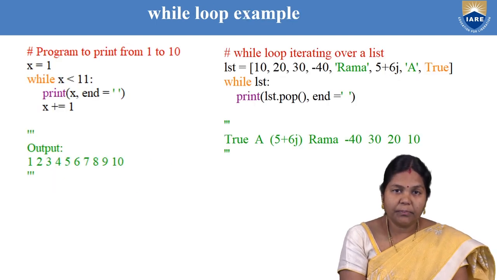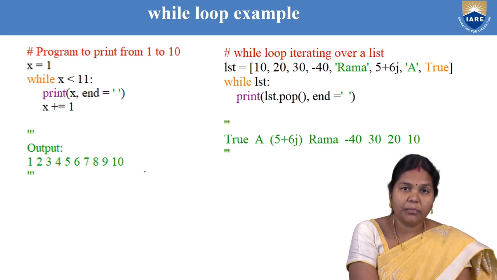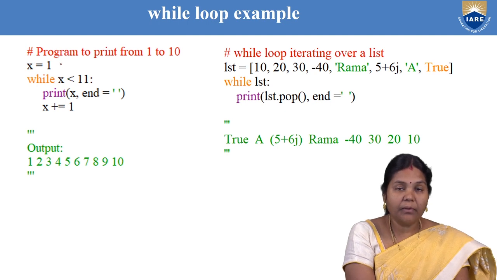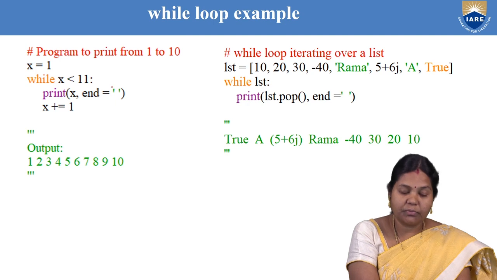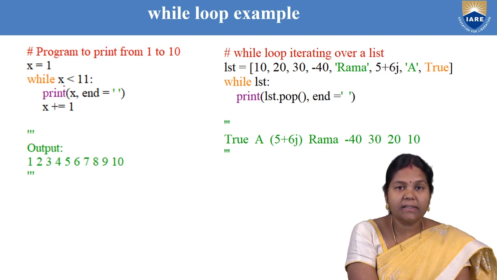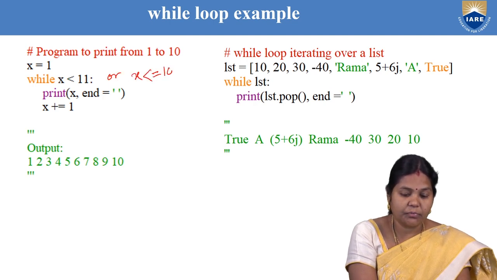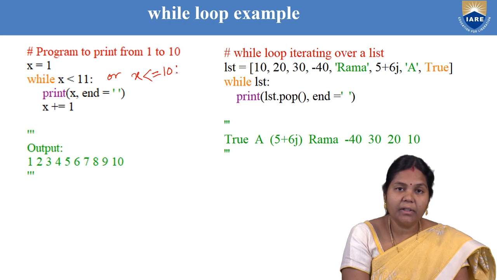Suppose you want to display the numbers from 1 to 10 using a while loop. So how to write the program using a while loop? Let us see. Here I have taken a variable x, with the initial value of x equal to 1, and I want to display the value of x from 1 to 10. So you write the condition while x less than 11, or you can write x less than or equal to 10. It is up to you. In both cases it will iterate and display up to 10.